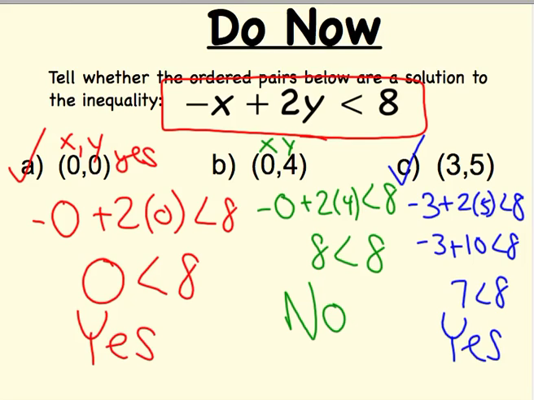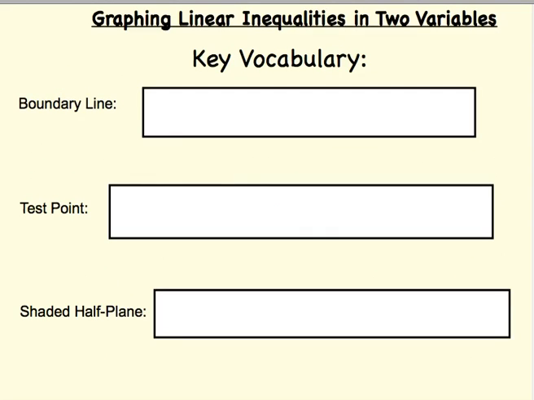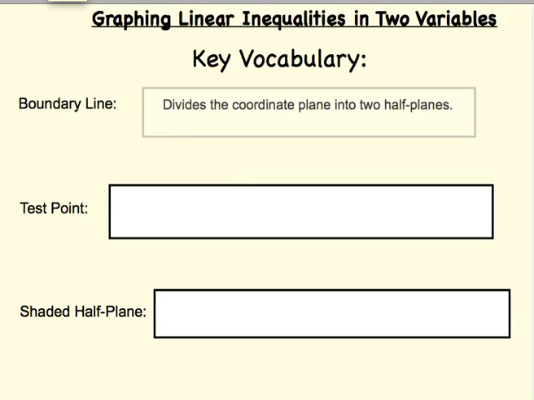So the whole point is we could go on and on and on with this with an infinite number of points and have a bunch of points that work and a bunch of points that don't. So what we need is a quicker way. So some vocabulary, we have something called a boundary line. This boundary line is going to divide the coordinate plane into two. One is going to be all the good solutions and one is going to be all the bad solutions. The good solutions are the ones that work, like A and C, and the bad is going to be the ones that don't work, like letter B from the do now.